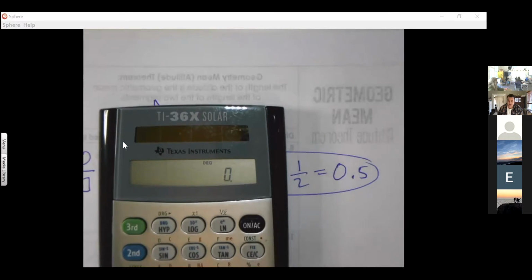So in my case, for this particular calculator, I'm going to press clear, and then I'm going to press 30 for the 30 degrees, and then I immediately press the sine button.